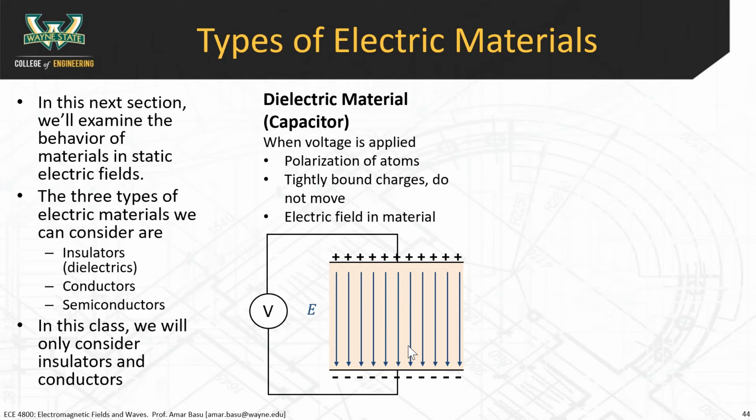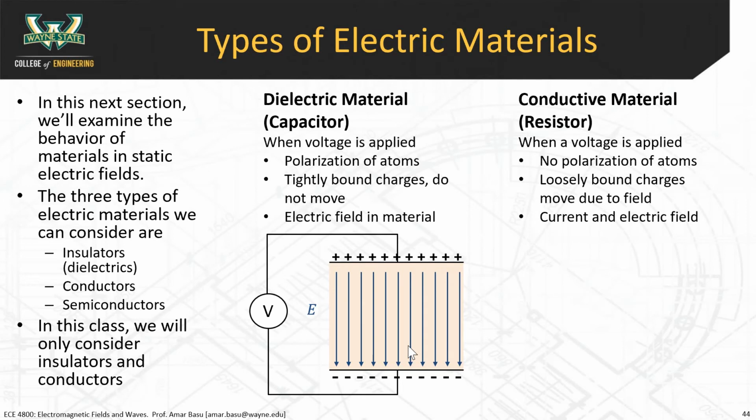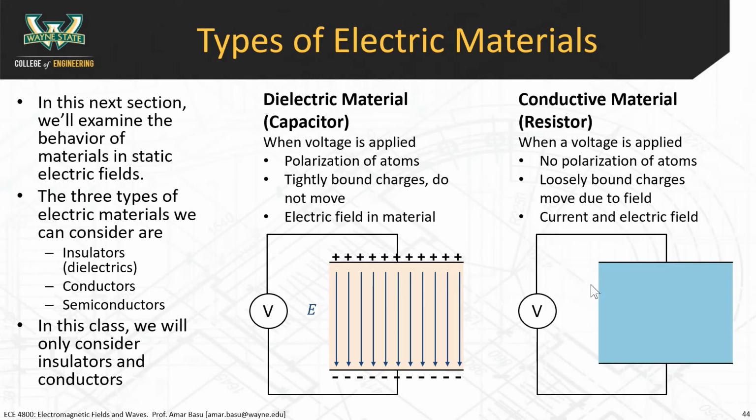We're going to talk about that later, but what we're going to talk about today in class is the conductor. So we have a conductive material. They're used to make resistors, and they're used to make wires to transmit electricity from one place to another. When you place a voltage over a conductive material, same as we did with the dielectric material, a very different thing happens. First of all, there's no polarization of the atoms, and secondly, the charges are not tightly bound to the lattice, they are mobile.